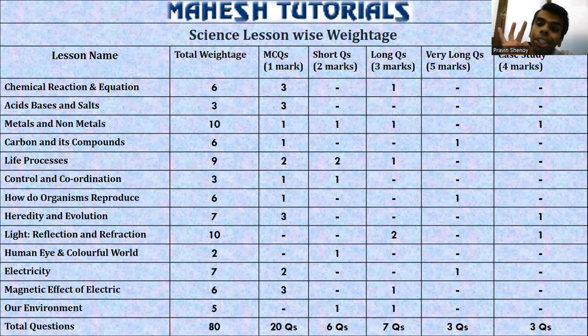You will be having three 5-mark questions. One will be from carbon and its compounds, one will be from how do organisms reproduce, and one will be from the electricity chapter. You will be having three case study based questions of 4 marks each. One will be from metals and non-metals, one from heredity and evolution, and one from light reflection and refraction. I hope the science blueprint is very clear to everyone.